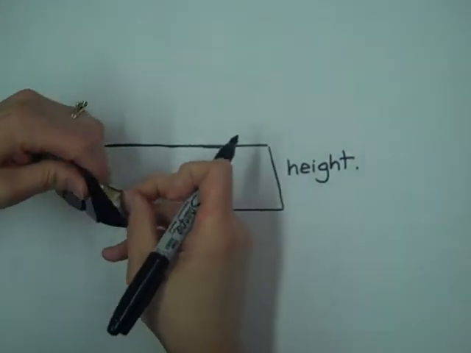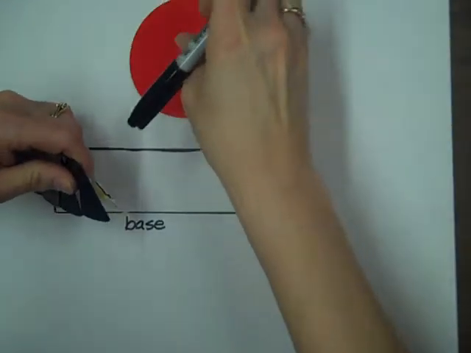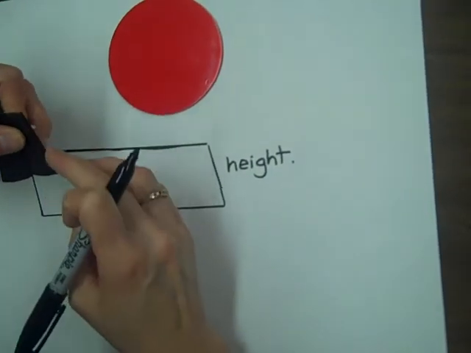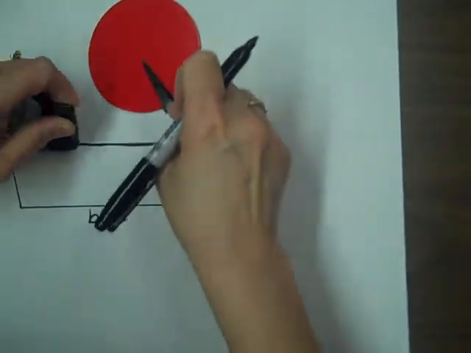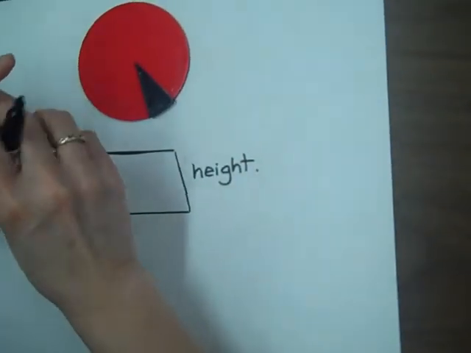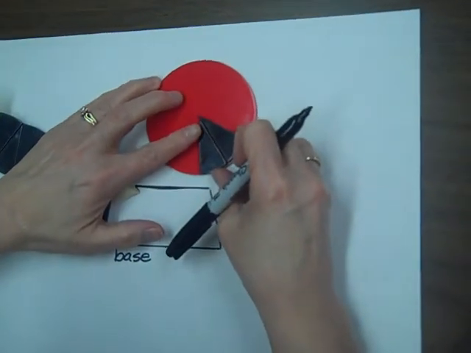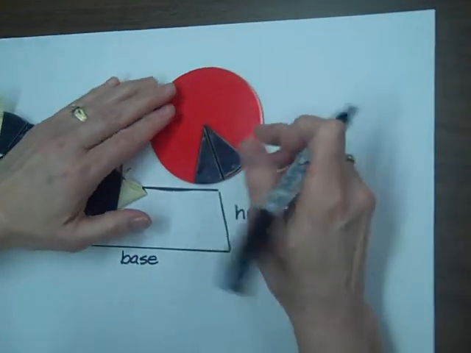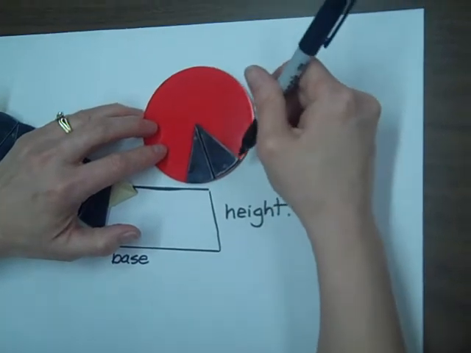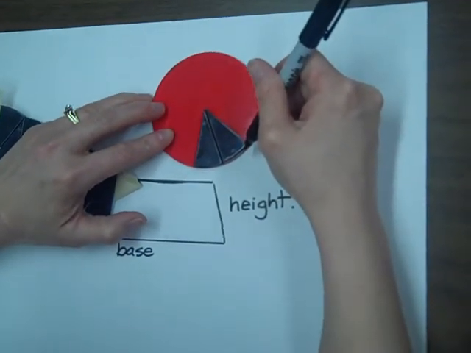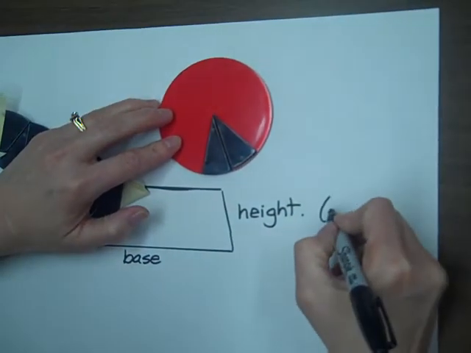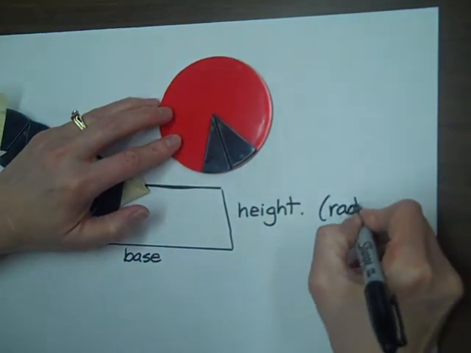So if we take our fraction piece, here's our height. What was that as part of our fraction circle? Well, it's going from our center to the outside edge. So the height is the radius.